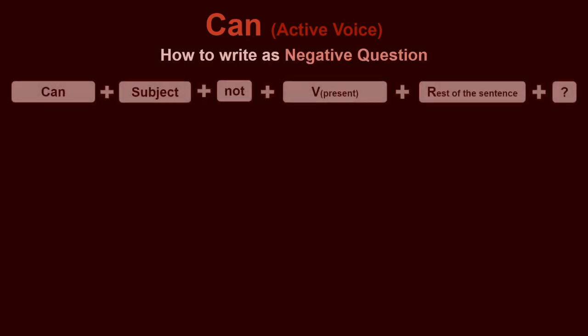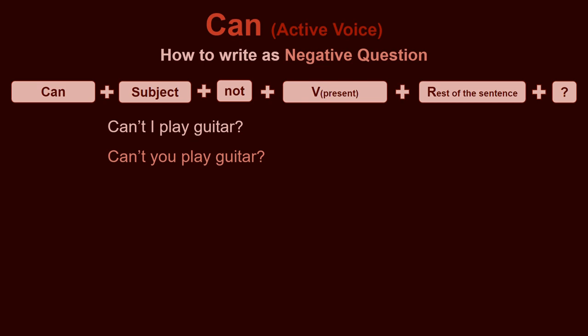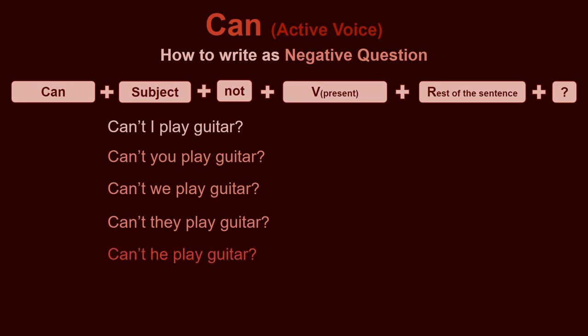Can. Active voice. How to write as negative question. Can, subject, not, verb in present, rest of the sentence. Can't I play guitar? Can't you play guitar? Can't we play guitar? Can't they play guitar? Can't he play guitar? Can't she play guitar? Can't it play guitar?